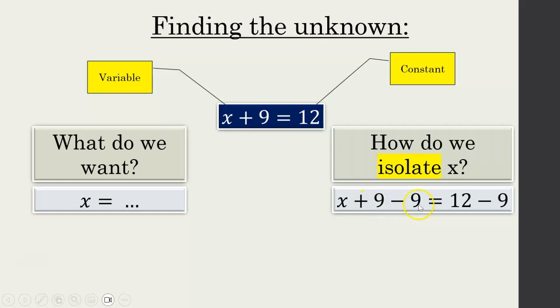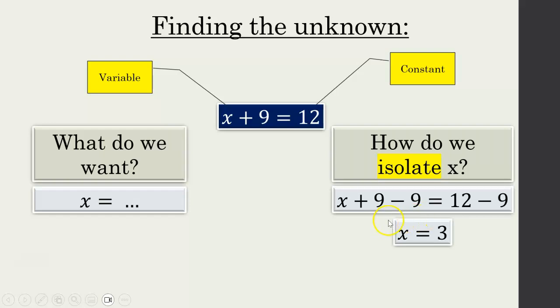So I'm subtracting 9 from this side. Now, why did I choose to subtract 9? What's plus 9 minus 9? Well, it's 0. They just cancel each other out. Plus 9 minus 9, 0. So I'm going to get rid of this 9 by subtracting 9. Now, that's fine, but whatever I do to the left-hand side, I have to do to the right-hand side. So I also have to subtract 9 from this side, 12 minus 9.